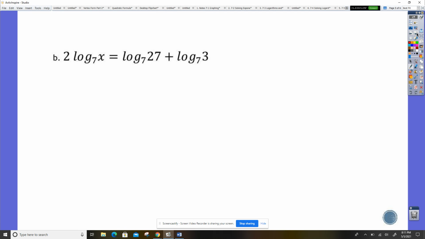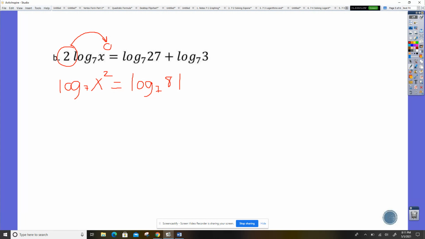All right, the next one we're going to look at is 2 times log base 7 of x is equal to log base 7 of 27 plus log base 7 of 3. Okay, so again, we are going to have to use those properties that we talked about yesterday. So the first thing I have here is this 2 out front. I need to get rid of that by bringing it over here and making it an exponent. So that's going to become log base 7 of x squared. And then over here, I have addition, which means I'm going to multiply those two things together. So that gives me log base 7 of 27 times 3, or log base 7 of 81.